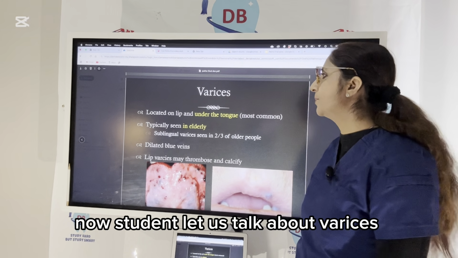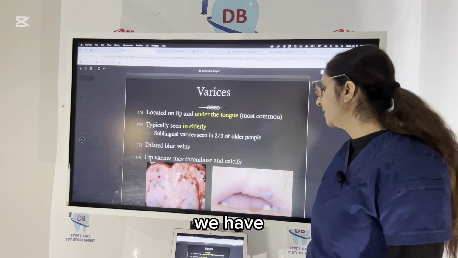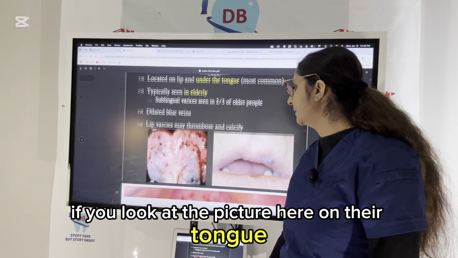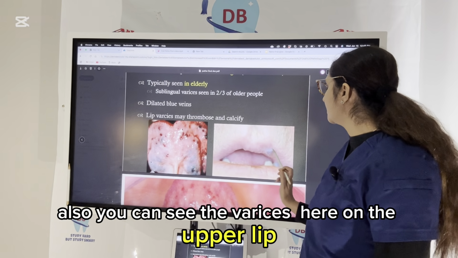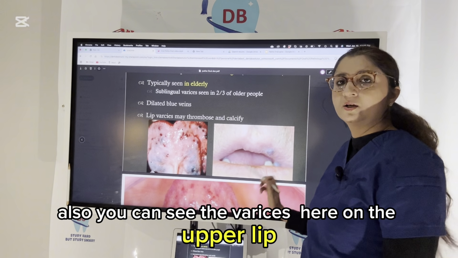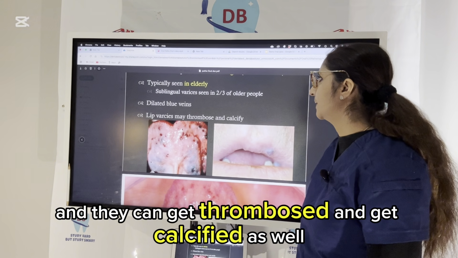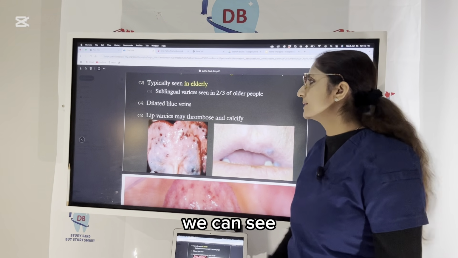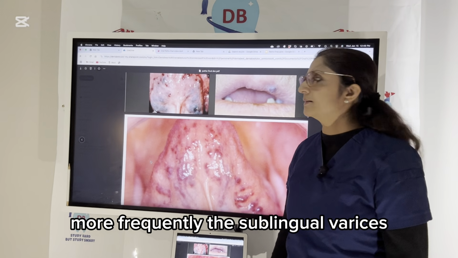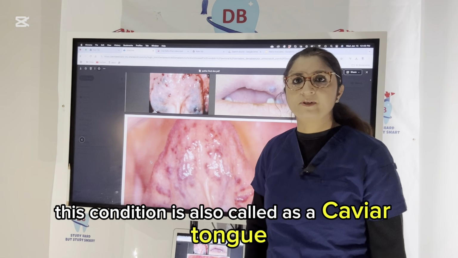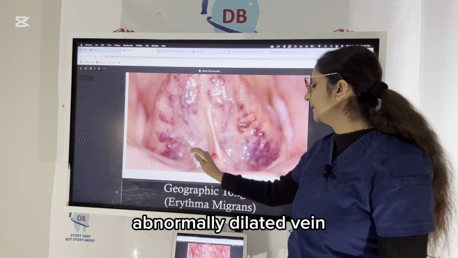Now student, let us talk about varices. Varices, students, are the abnormally dilated veins we have. So if you look at the picture here, under the tongue you have the sublingual veins. You can see how they are abnormally dilated. Also you can see the varices here on the upper lip, and they can get thrombosed and get calcified as well. In older people, elderlies, we can see the varices more frequently. The sublingual varices, this condition is also called caviar tongue. You can see all the varices here, abnormally dilated veins.